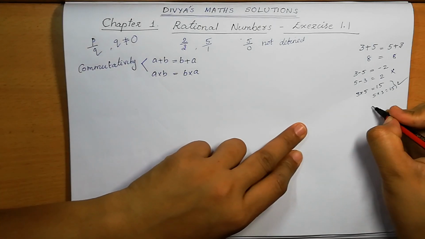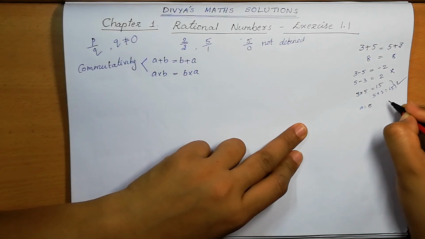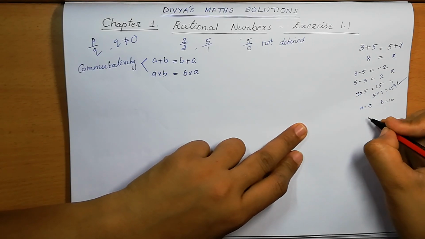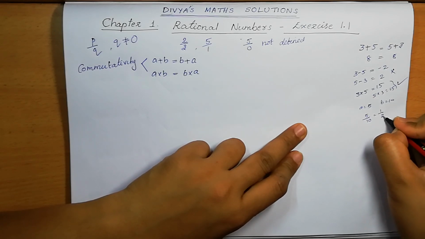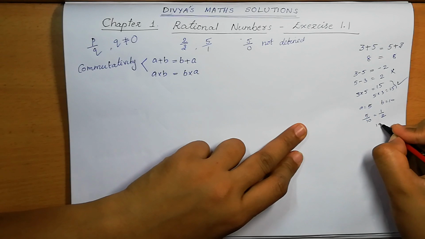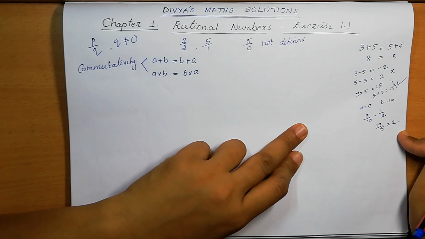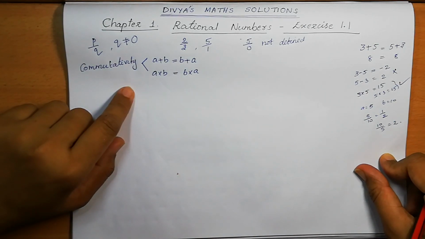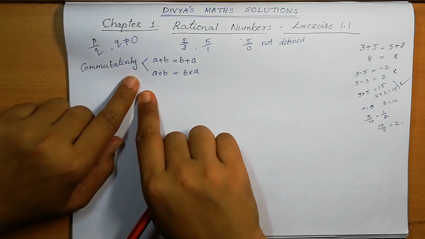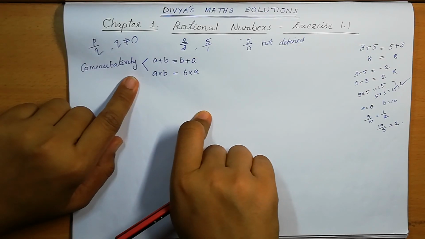Then we check for division. Take a equal to 5 and b equal to 10. So a by b means 5 by 10, and the answer is 1 by 2. Next b by a, 10 by 5, the answer is 2. 1 by 2 is not equal to 2. That means we are not able to apply the commutativity property for division. So we can apply commutativity only for addition and multiplication. This is the commutativity property.